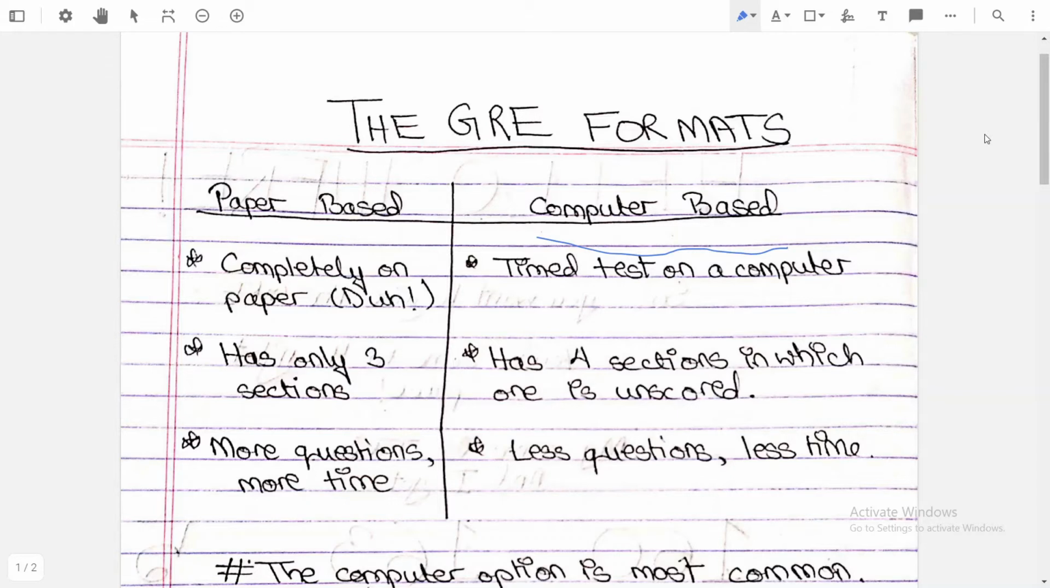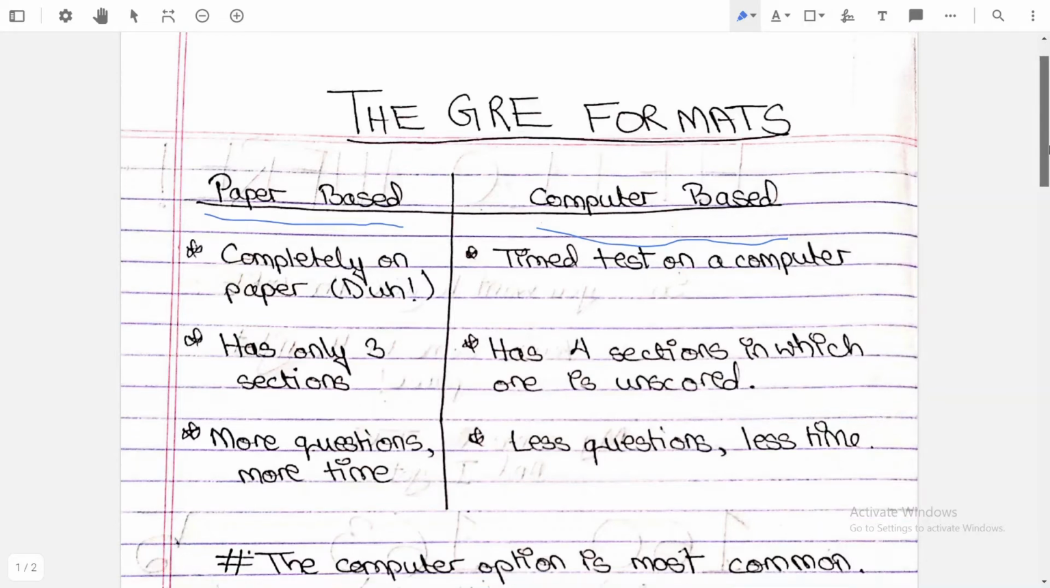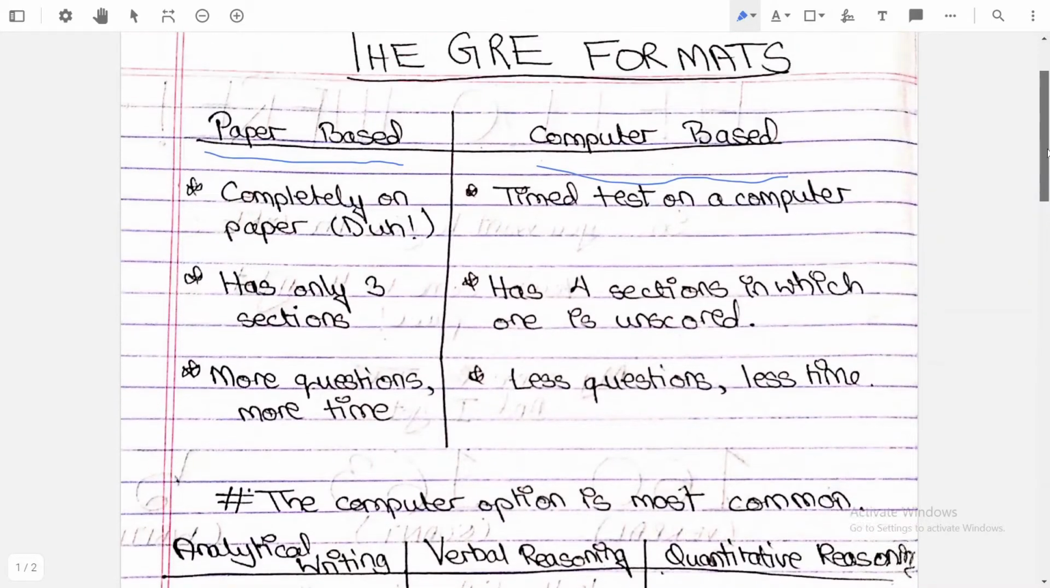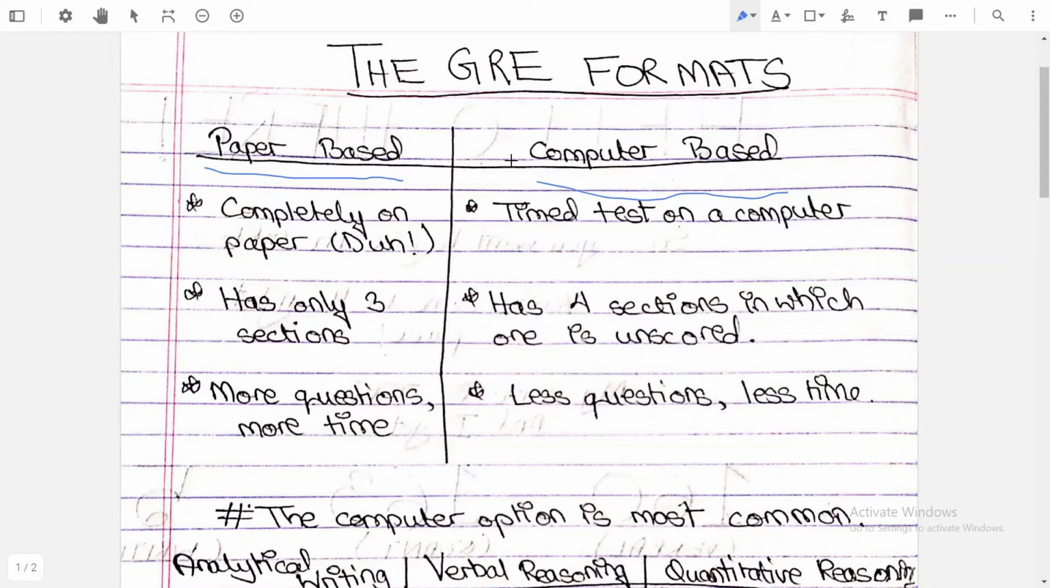So today we're going to be talking about the GRE formats, and the main thing you need to know here is that the GRE can either be paper-based and it can also be computer-based. So there isn't much difference between the two. All you need to know is that the computer-based exam is more common. It has one extra section, and that section is basically unscored. So we're going to see what that is later in the video.